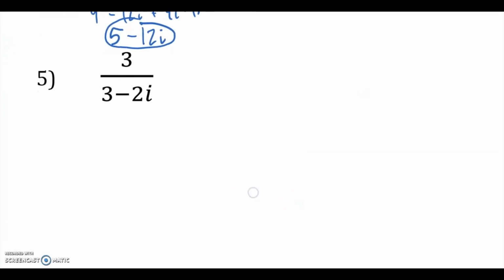Number 5, in this one, the process is pretty cool. We're going to try to eliminate any complex piece in the denominator. So what we do is we end up multiplying by the complex conjugate. Basically it's the same real value, and it's the opposite sign of the complex value. Because when I multiply those, I actually end up with a real number. I do that on the numerator and denominator.